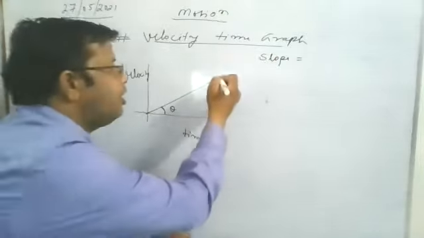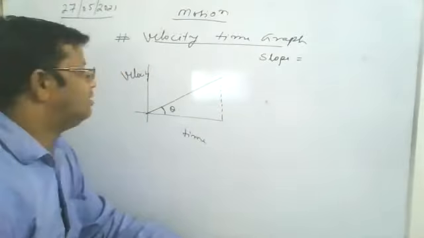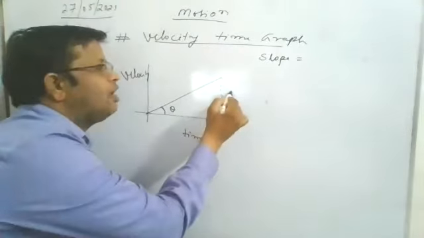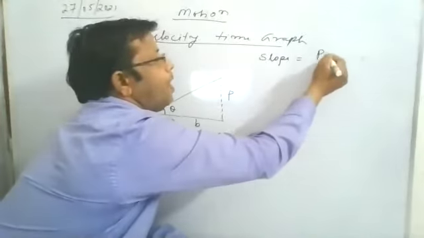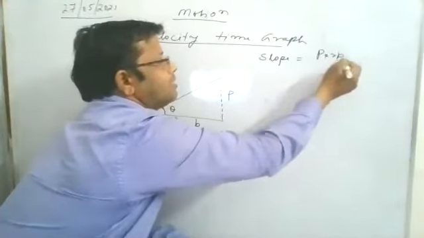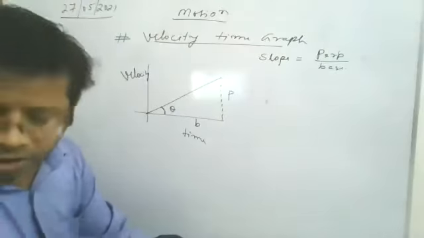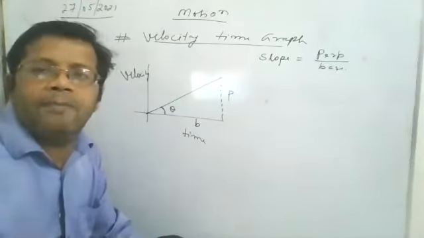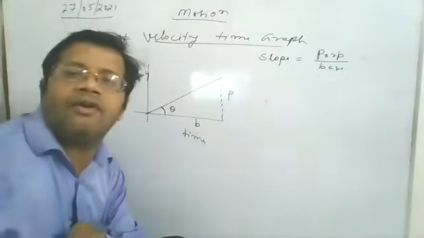What is the slope? If you draw a perpendicular, you make a right angle triangle. Then this is perpendicular and this is base. The slope is the ratio of perpendicular by base of the right angle triangle formed by the graph.